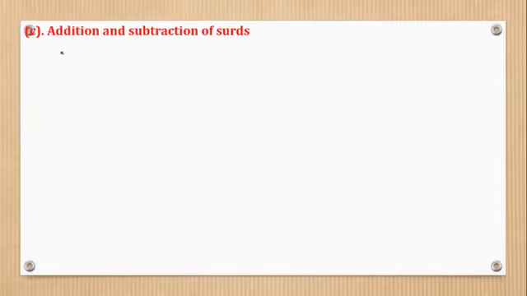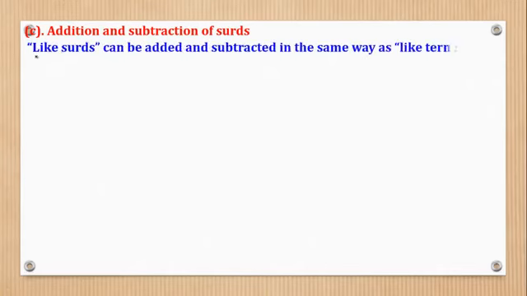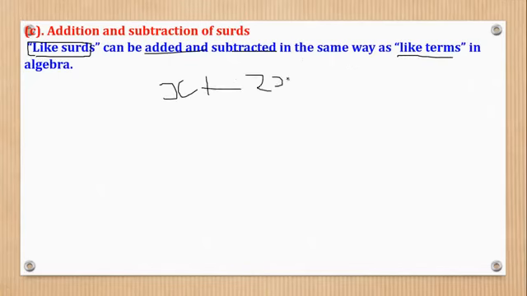Then what about addition and subtraction? For surds, we use what we call like surds. So like surds can be added or subtracted in the same way as like terms in algebra. For example, in algebra, we could say x plus 2x, you can add it to get 3x.